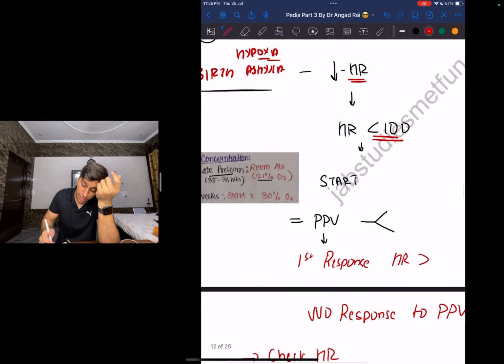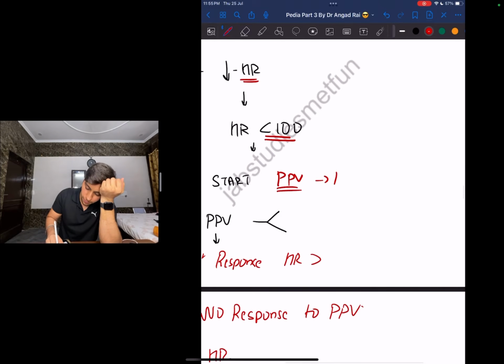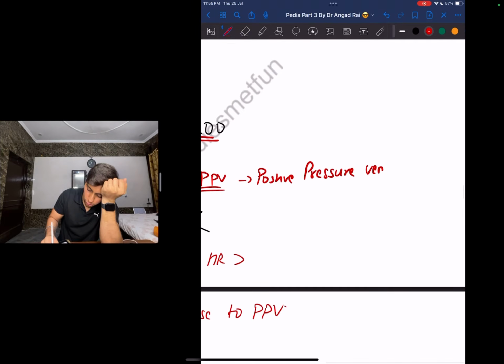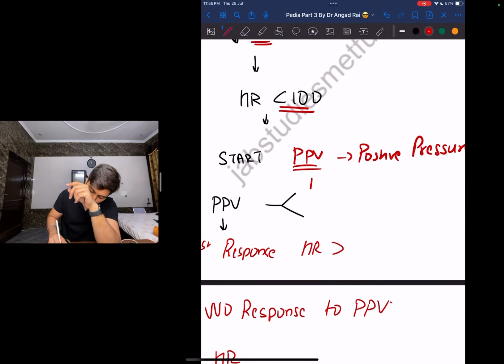And how do you start this? By giving PPV. What is the full form of PPV? Positive pressure ventilation. Now positive pressure ventilation can be done by two methods. One is bag and mask. The other one is endotracheal intubation.